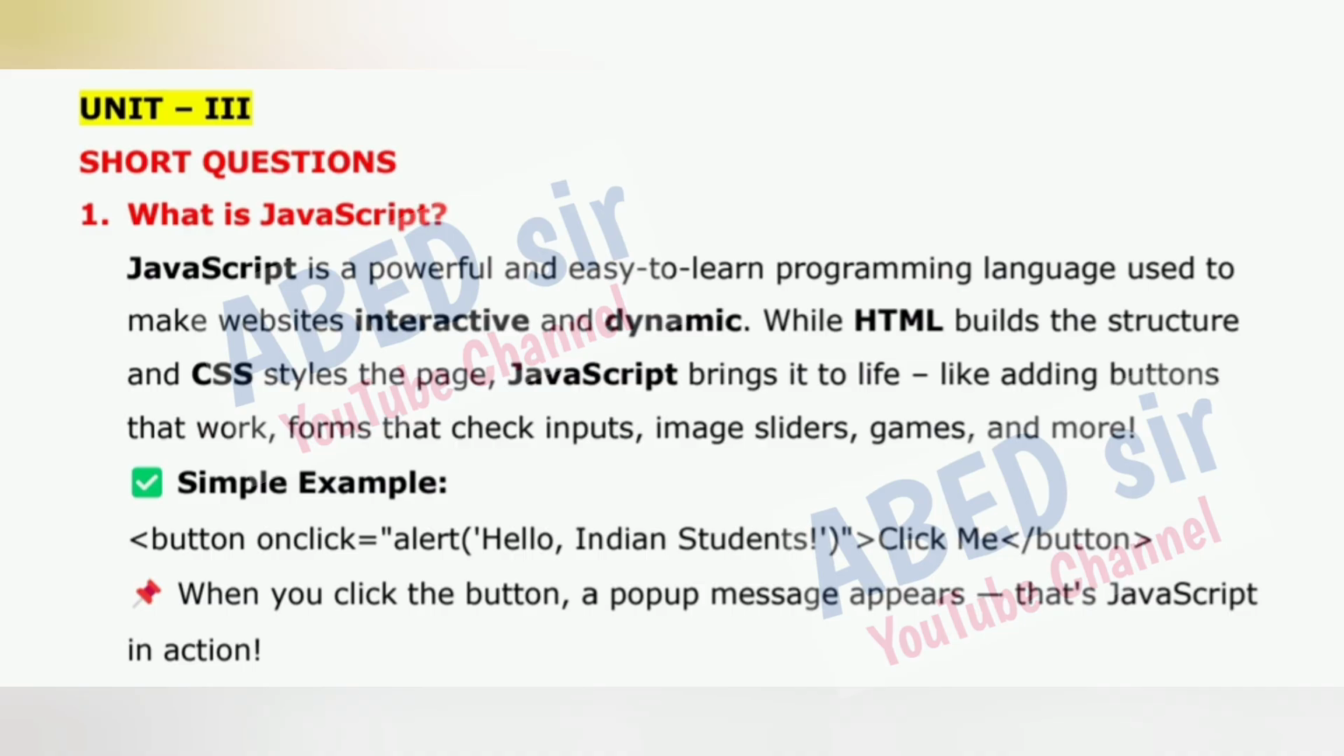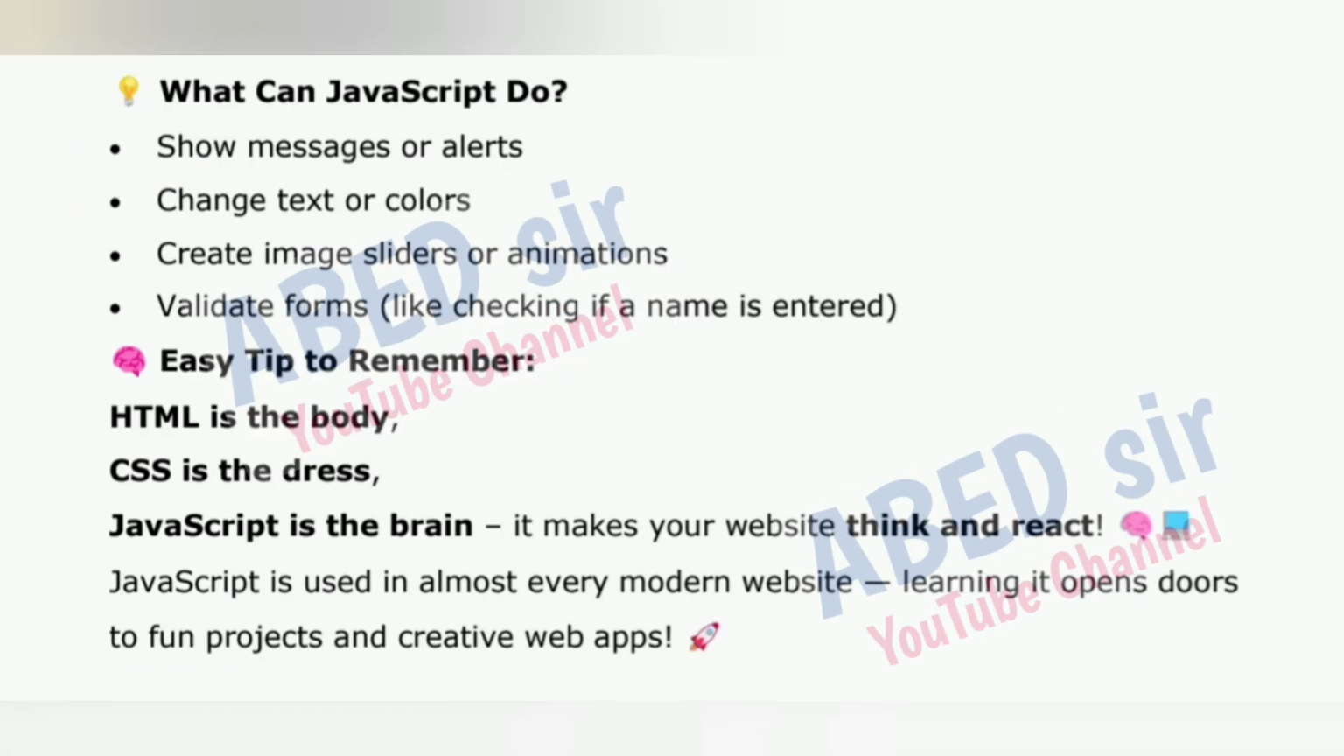Simple example. Button onclick equals alert, hello Indian students. Click me button. When you click the button, a pop-up message appears. That's JavaScript in action. What can JavaScript do? Show messages or alerts. Change text or colors. Create image sliders or animations. Validate forms, like checking if a name is entered.